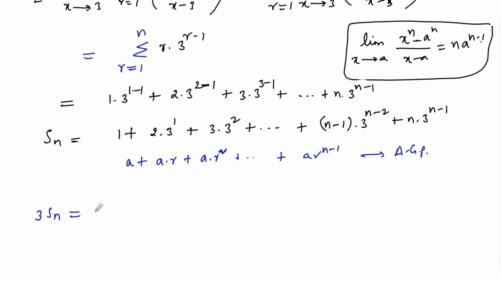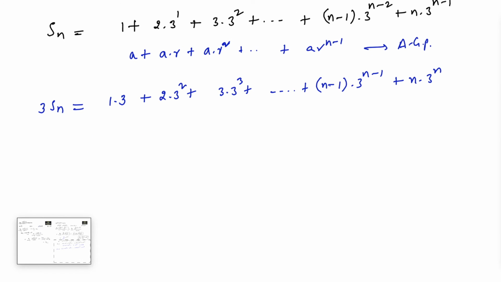So 3 times Sn is equal to 1 into 3 plus 2 into 3 square plus 3 into 3 cube and so on, n minus 1 into 3 to the power of n minus 2 into 3, which comes as 3 to the power of n minus 1, plus n into 3 to the power of n minus 1 into 3 will come n into 3 to the power n.